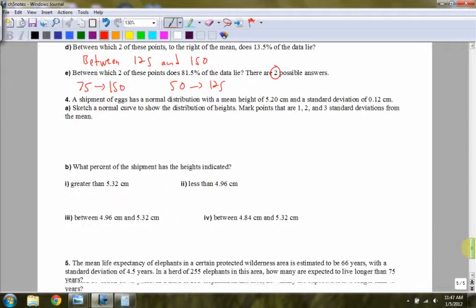All right, question 4. A shipment of eggs has a normal distribution with a mean height, so that's your mu.